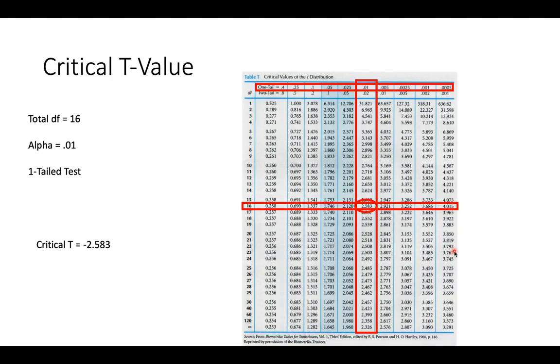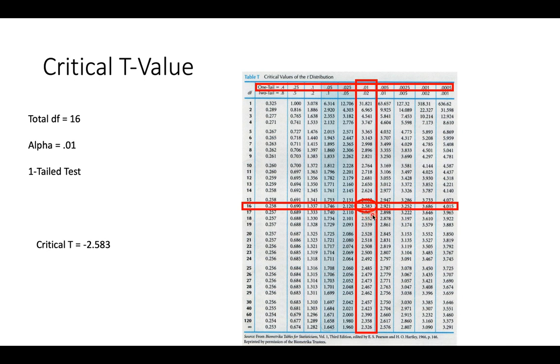Next, we need our critical t-value. Everything is the same. Alpha is 0.01. We still have a one-tailed test, except that we have 16 degrees of freedom because we had 7 degrees of freedom from our drug users and 9 degrees of freedom from our non-drug users. The table returns a value of 2.583.